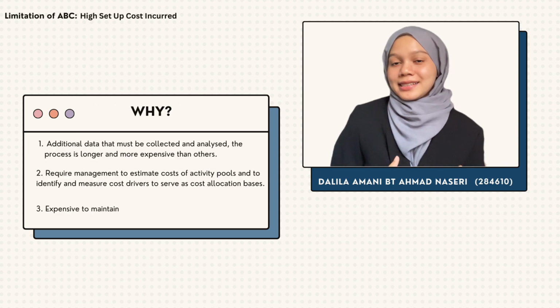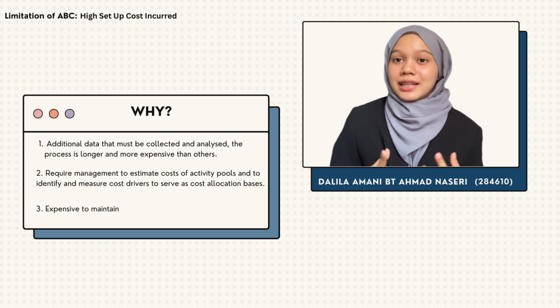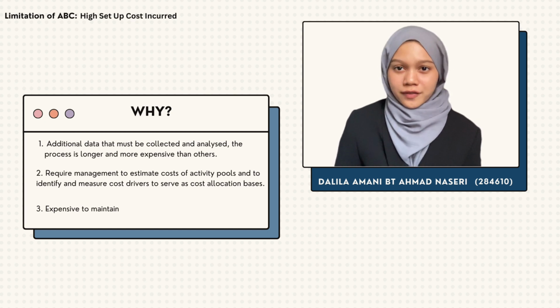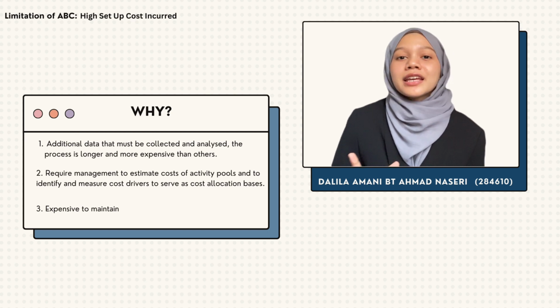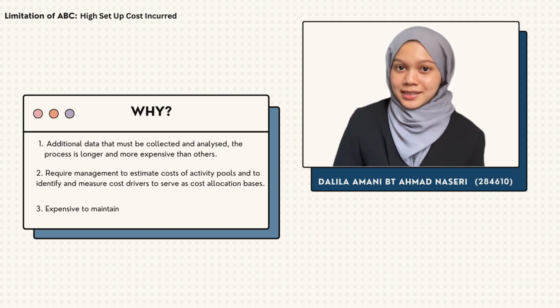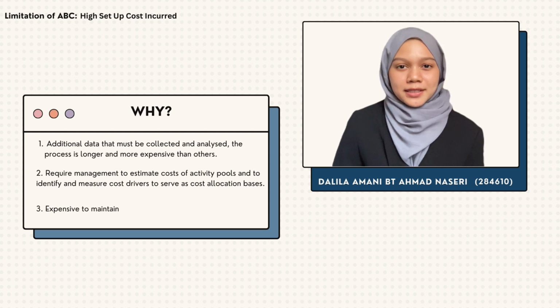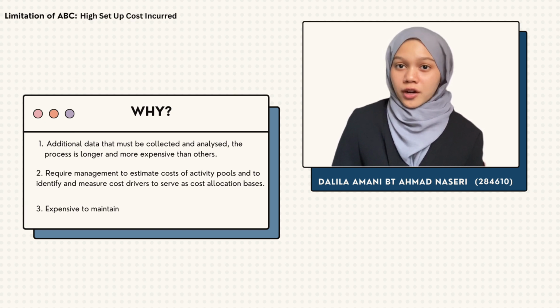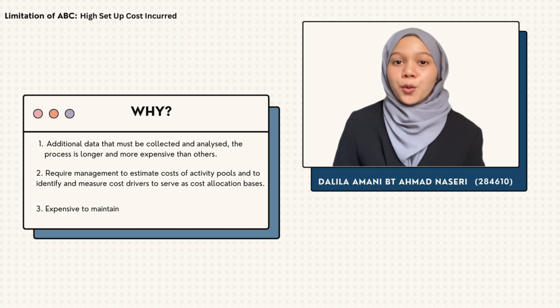The reason behind this is because the additional data must be collected and analyzed, so the process will become longer and more expensive than others. ABC has numerous cost pools and multiple cost drivers, and therefore can be more complex than traditional product costing system. It can prove costly to manage ABC system. Secondly, activity-based costing requires management to estimate cost of activity pools and to identify and measure these cost drivers to serve as allocation basis. Third, expensive to maintain.